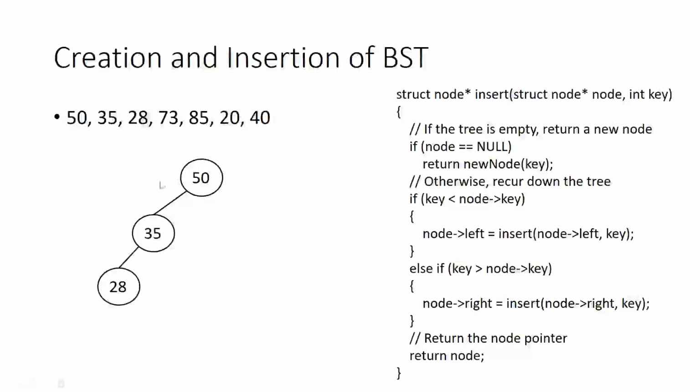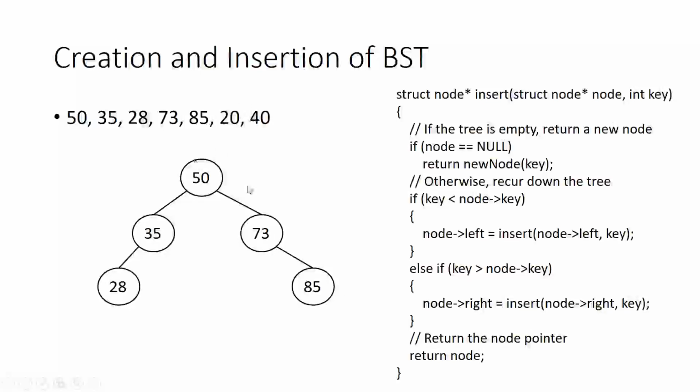Like this. Then 73. 73 is greater than 50. Insert it as a right child of 50. So 73 will be the right child of 50. The next one is 85. 85 is greater than 50, so move towards the right of 50. 85 will be compared with 73. Now because 85 is greater than 73, 85 becomes the right child of 73.